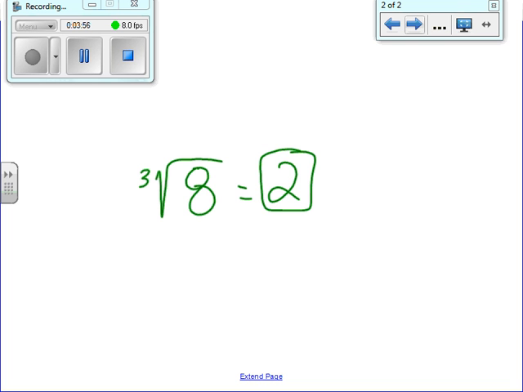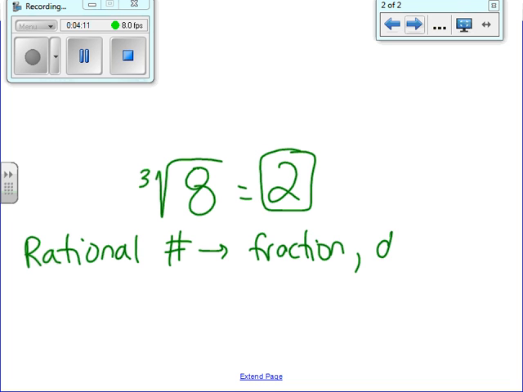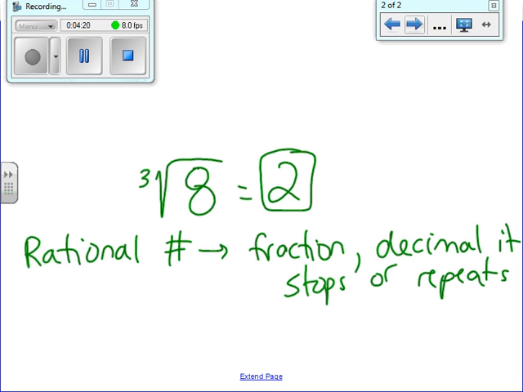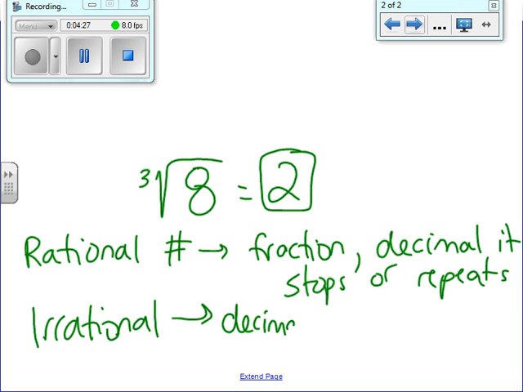It also talks about rational and irrational numbers, and this is essentially all you need to know. That a rational number can be written as a fraction. So basically, it can be written as a fraction, which means if it's a decimal, it stops or repeats. And if it's irrational, it's basically anything else. So a decimal that never stops or repeats.